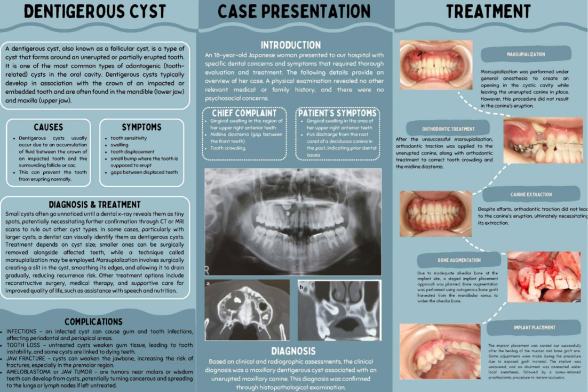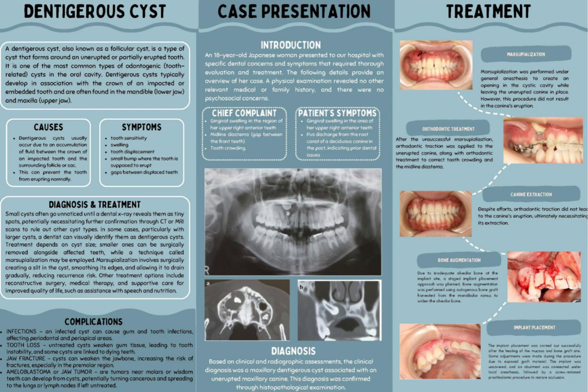In this case, the 18-year-old Japanese woman had a maxillary dentigerous cyst associated with an unerupted maxillary canine. The cyst was diagnosed based on radiographic findings, and marsupialization, a surgical procedure to relieve pressure and promote tooth eruption, was initially attempted. However, orthodontic traction following marsupialization failed due to the severely lingually tilted tooth axis of the canine, necessitating a change in the treatment plan.